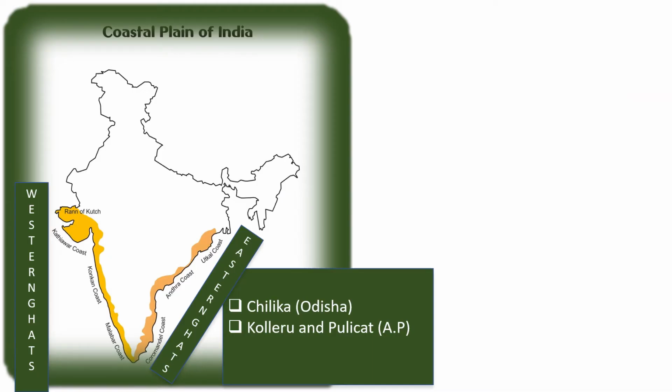The next major relief division of India is the coastal plains. So the Deccan Plateau is flanked by the coastal plains all along the Arabian Sea and the Bay of Bengal. The west coastal plain is narrow and uneven by hilly terrain. It stretches from Rann of Kutch to Kanyakumari.